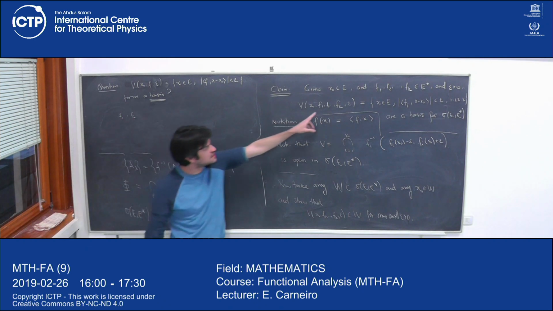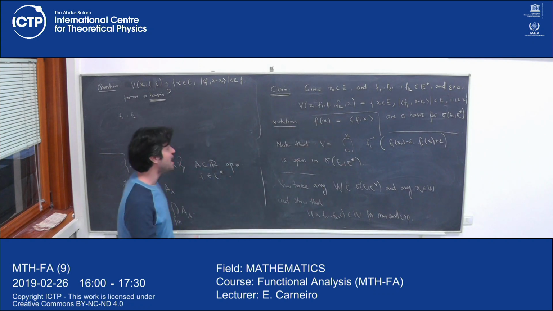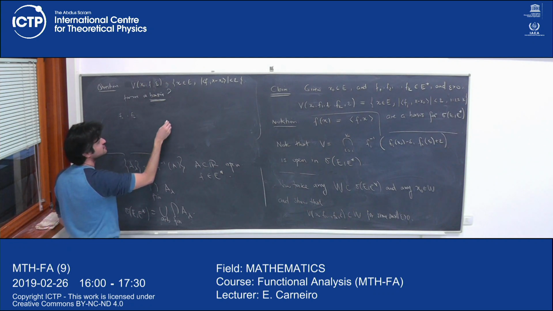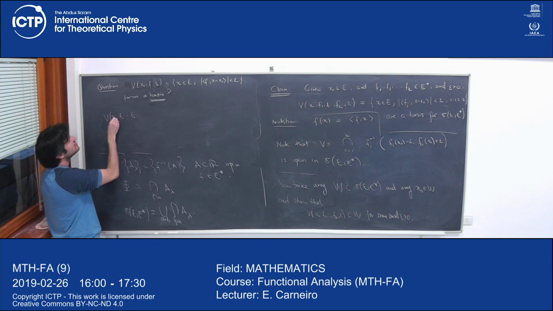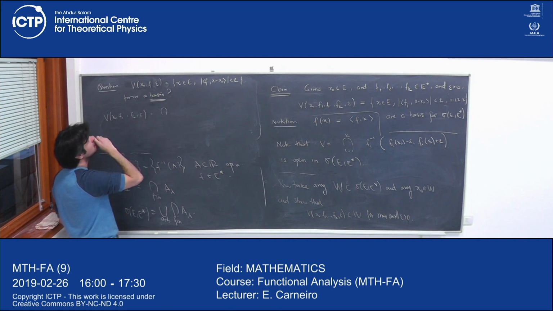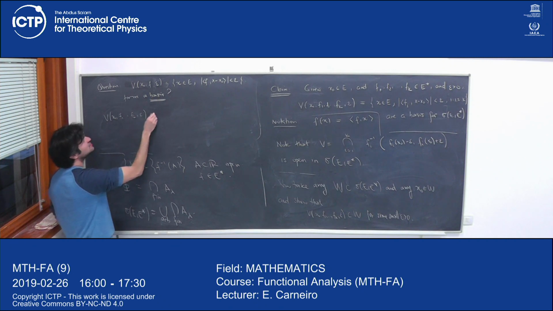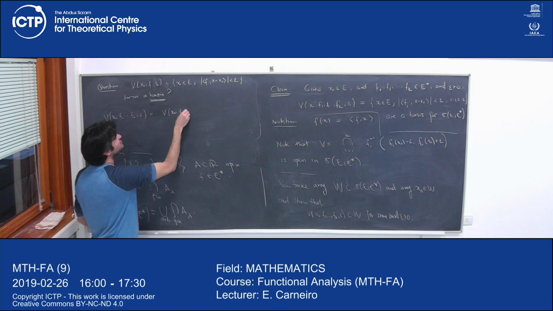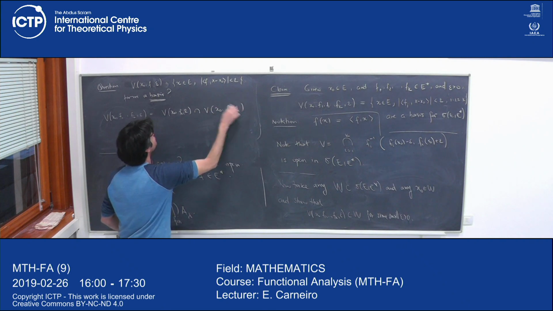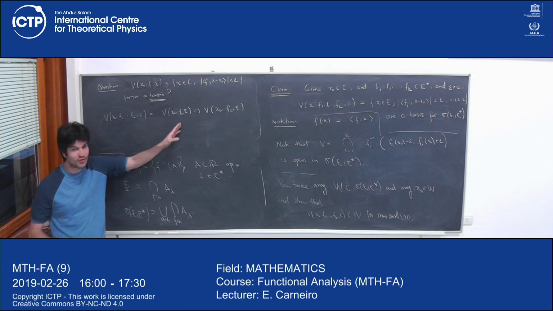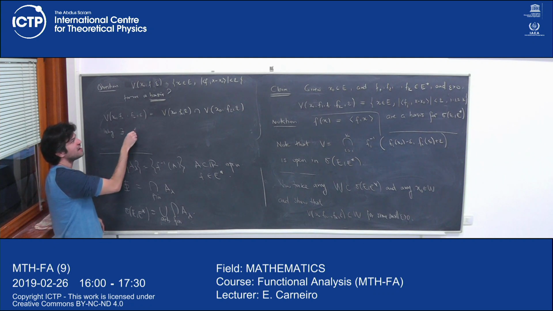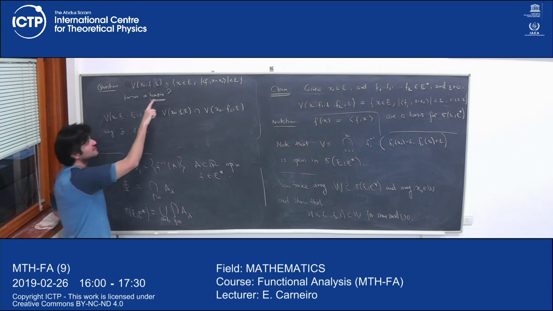If I took a neighborhood V of x0, f1, f2 and a little epsilon, it is just the intersection of V of x0, f1 and epsilon with V of x0, f2 and epsilon, in your notation. The intersection of these two open sets is an open set. The question is why there exists a new f and a new epsilon 0 such that this set would be contained here.